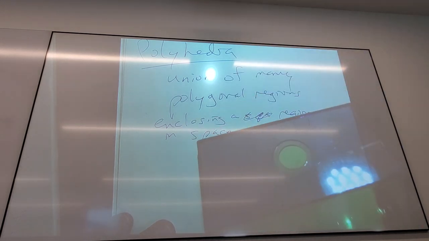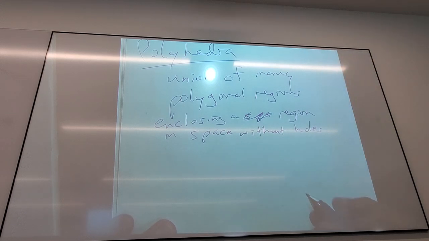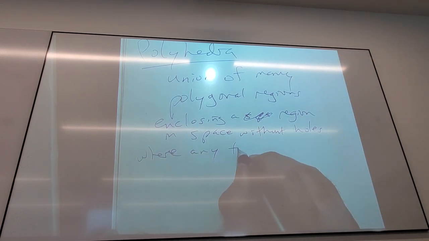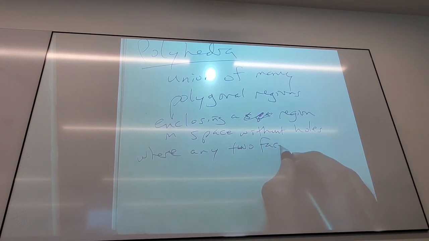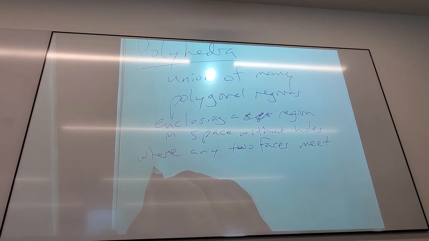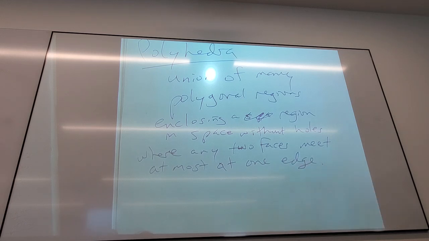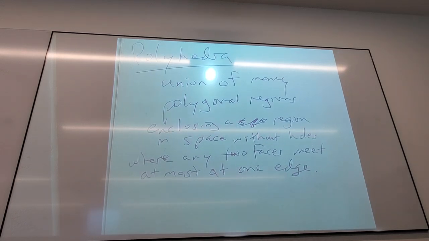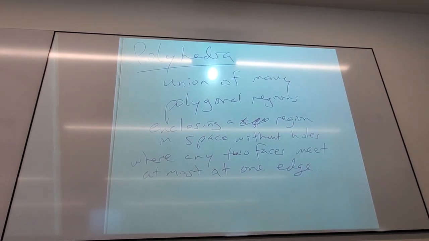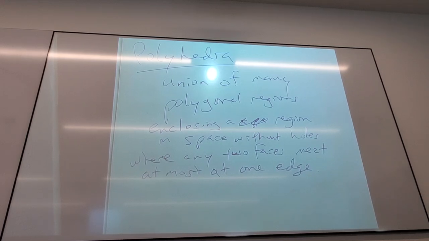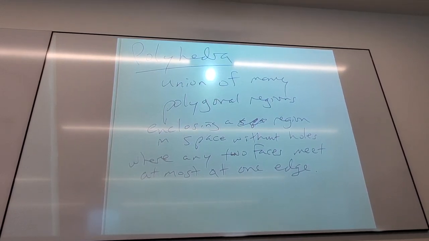So this poor guy has an issue, but he'll be okay. Where any 2 faces meet along an edge. I want to say at most at one edge because, for example, this face and this face never meet, right? So any two faces that do meet, they meet along an edge.